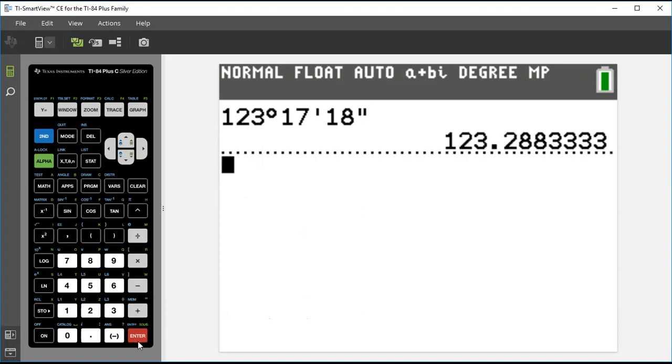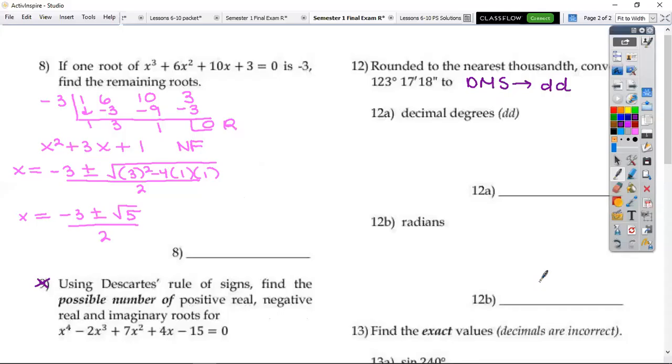Okay, so you can write down that first answer. So that first answer is 123 point thousandth is 3 decimal places, 289. All right, so that answer, again, strictly calculator work, is 123.289.